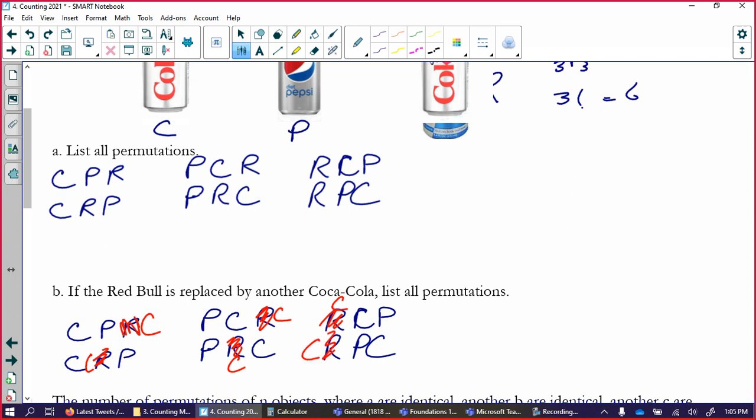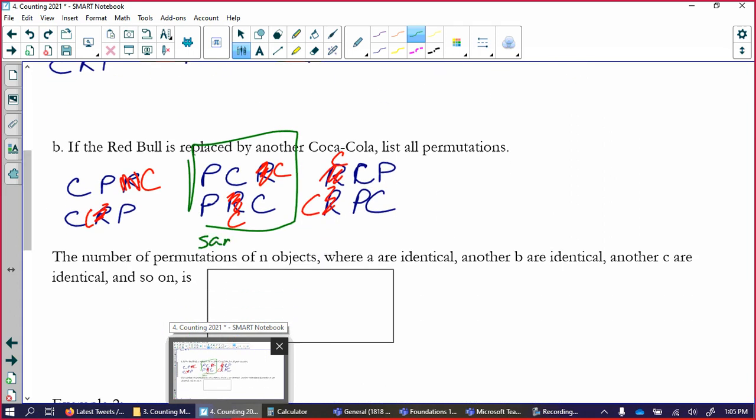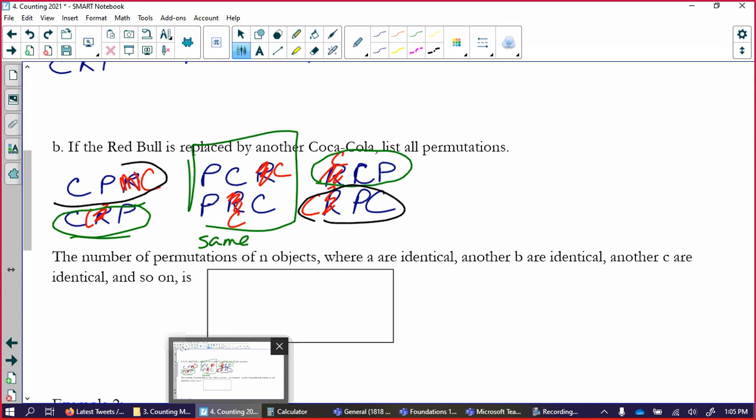So, still 3 cans. But now, are those the same? Yep. And then we have Coke, Coke, Pepsi; Coke, Coke, Pepsi. So this one and this one are the same. And for Coke, Pepsi, Coke, this one and this one are the same. So how many permutations are there now that we have something extra? Well, we went from 6 down to 3.